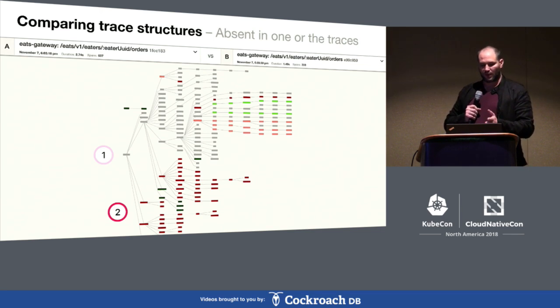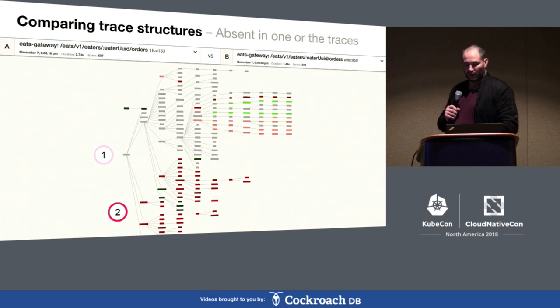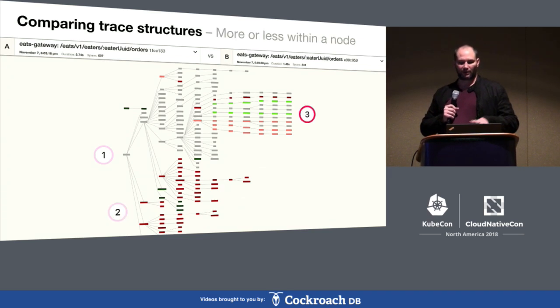So down here we have dark red and dark green. That means this node is in one trace but not the other. If it's dark red, it's in trace A but not in trace B. If it's dark green, it's only in trace B. Up here we have light red and light green, which means it's in both traces, but there are more spans in one of them. For instance, if it's light green, then it's in both traces, but there are more of those spans in trace B.